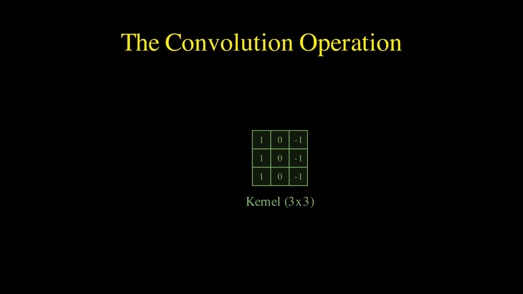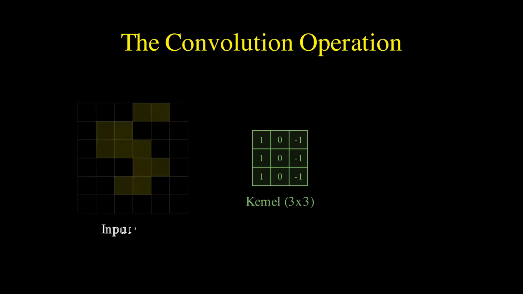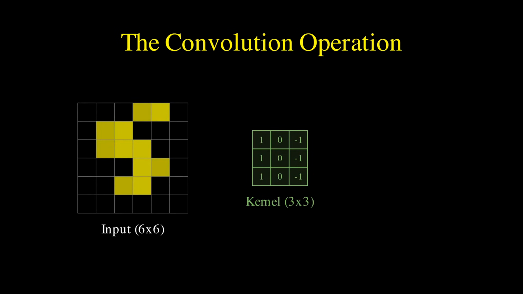This is where convolution comes in. Instead of looking at every pixel in relation to every other pixel, we take a small grid, called a kernel, and slide it across the image. Here we have a 3 by 3 kernel, and our input is a 6 by 6 image. Let's see how it works.